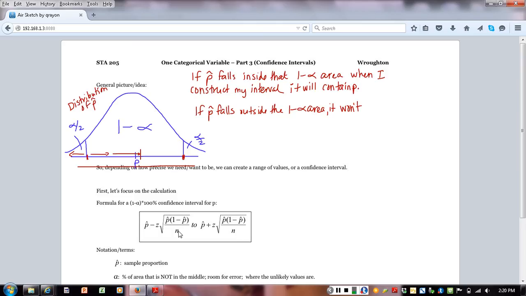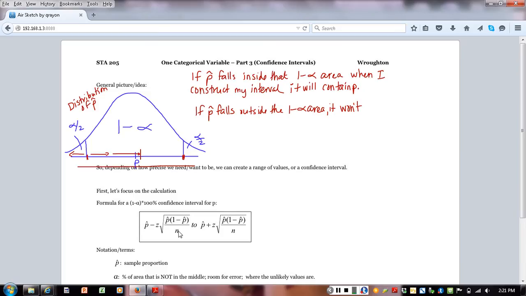Now that's a lot to digest, but hopefully the idea makes sense. Generally, the math behind confidence intervals is much easier for students than it is for hypothesis testing. But it's the understanding of what's going on for confidence intervals that can be a little bit tougher.